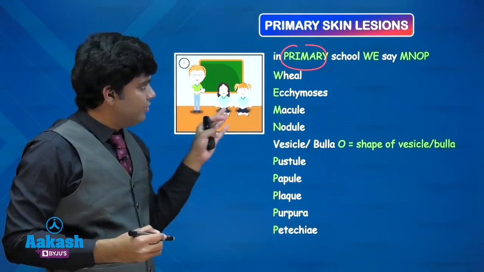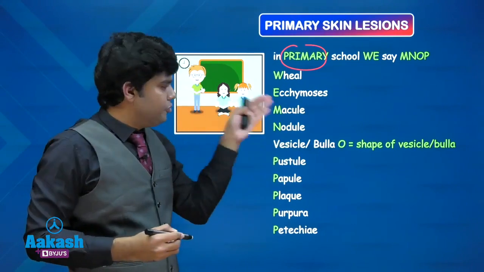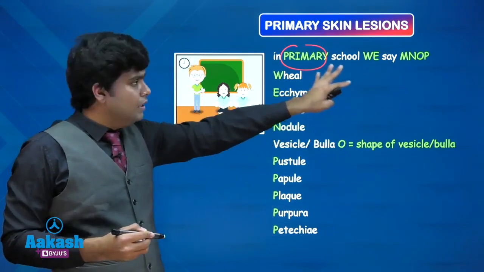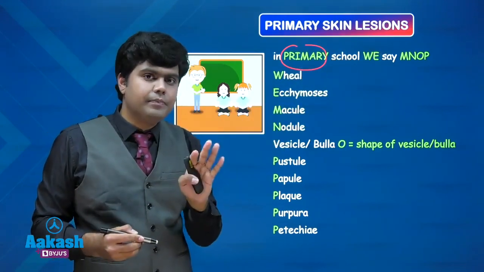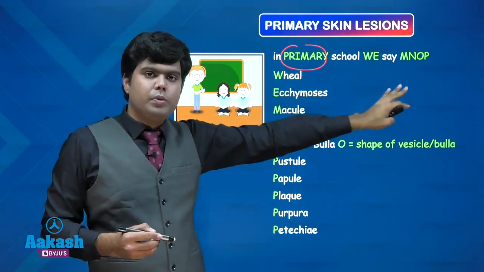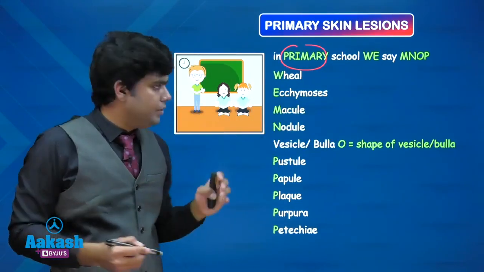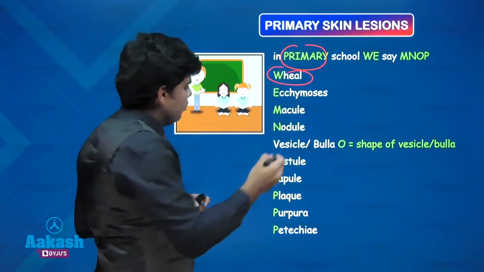Otherwise, if you just randomly make A, B, C, D, you will not be able to recall for which topic the mnemonic was made, right? So I have made a mnemonic in such a way that the topic itself is there. So in primary, it is for primary, it is not for secondary, na? So in primary school we say MNOP. So V, W-E-M-N-O-P. Anything starting with W. So wheal. E, ecchymosis.